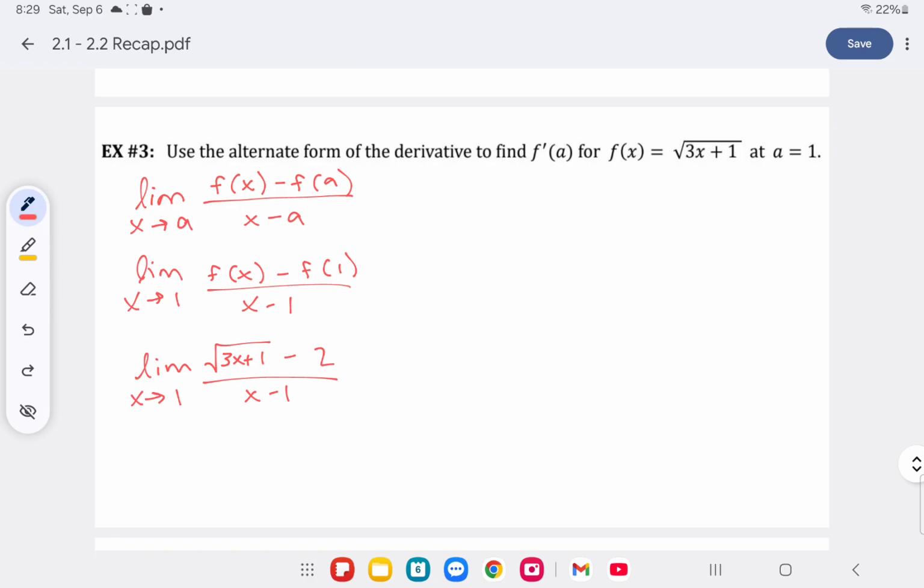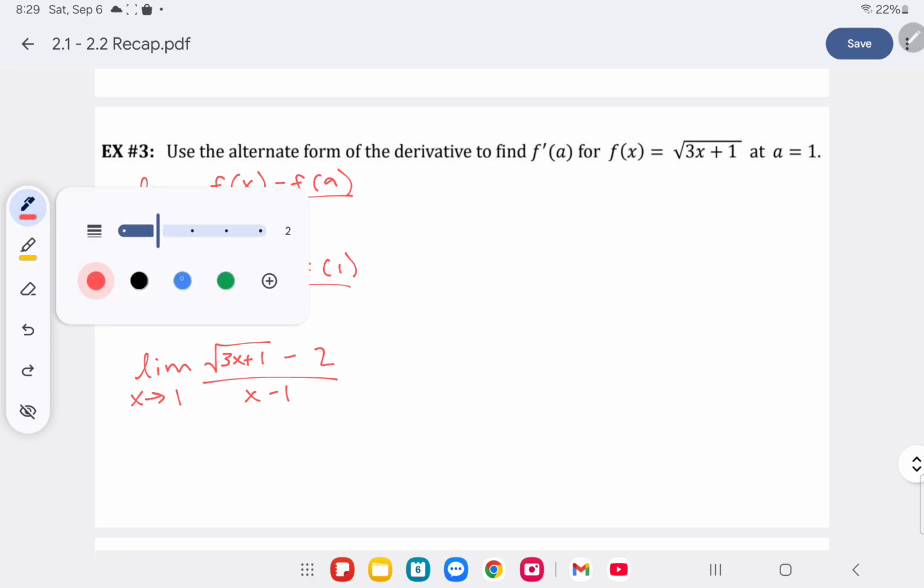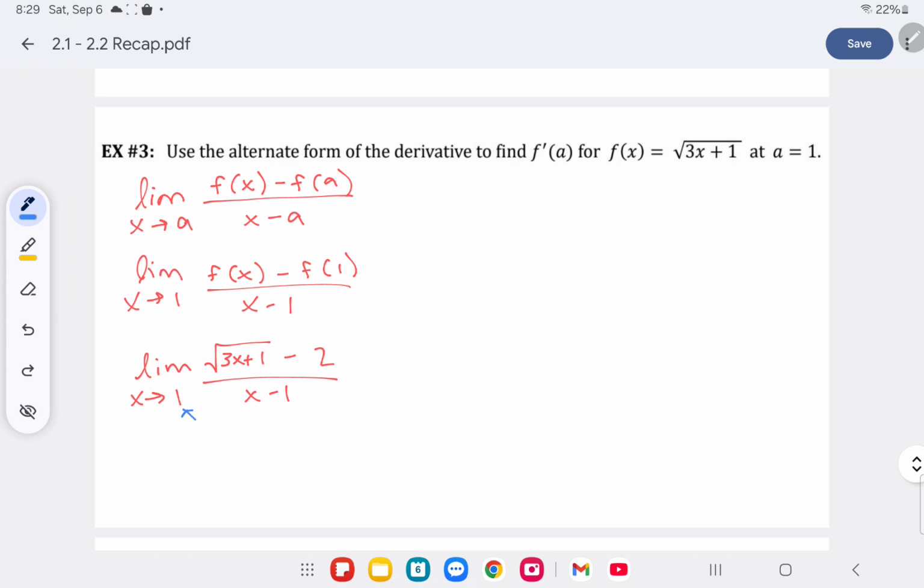If I were to try to direct substitute the 1 at this point, we're going to get 0 over 0. So we're going to have to use what we know about limits from the last chapter and simplify this. And in this case, we're going to do that by multiplying by the conjugate.